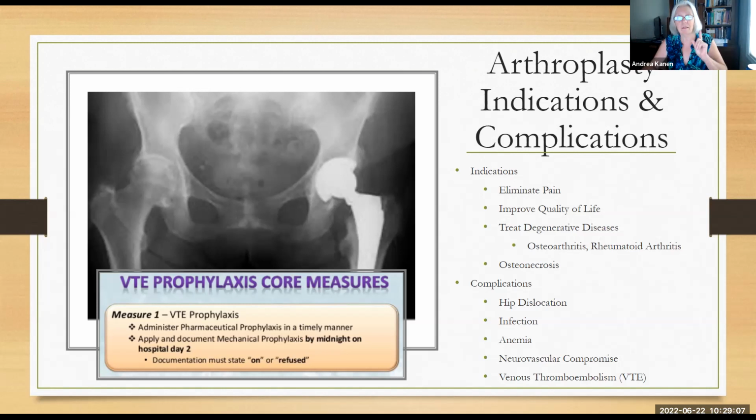All right, problems that can occur. The hip can be dislocated, infection always, anemia, neurovascular compromise, and the big one is deep vein thrombosis. And then, of course, our concern there is going to be pulmonary embolism. So it is important to do some anticoagulation prior to. More about that.